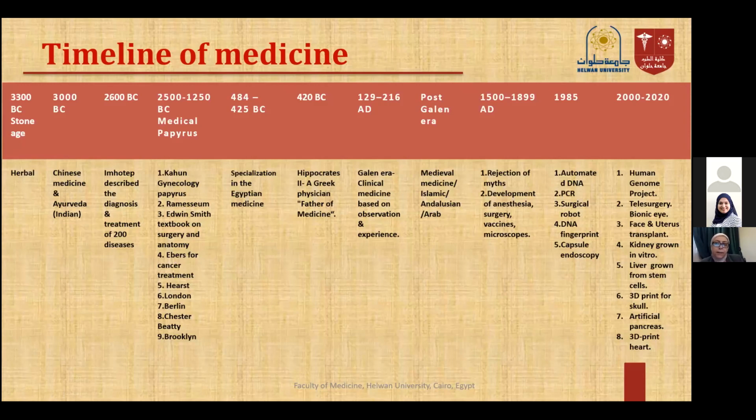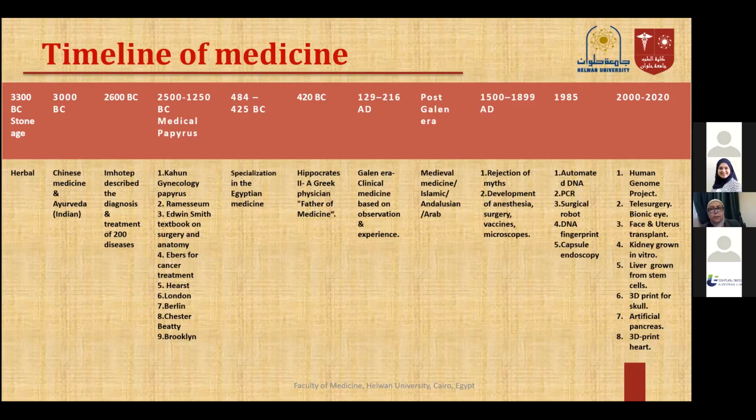there has been a great advance in medicine, where we knew the automated DNA sequencing, the PCR, the surgical robot was invented, the DNA fingerprint was known, and the capsule endoscopy. And after the year 2000, there emerged a great achievement in the medical field, where the Human Genome Project was completed. There appeared telesurgery, what is called the bionic eye, and we will know what the bionic eye is.